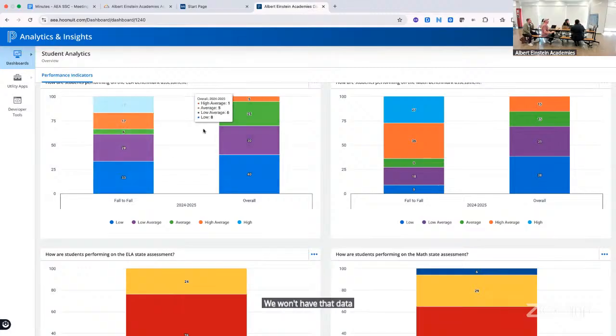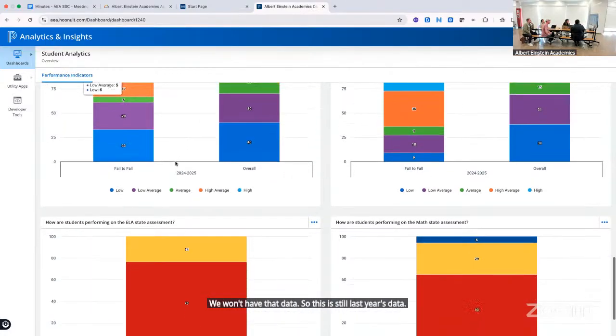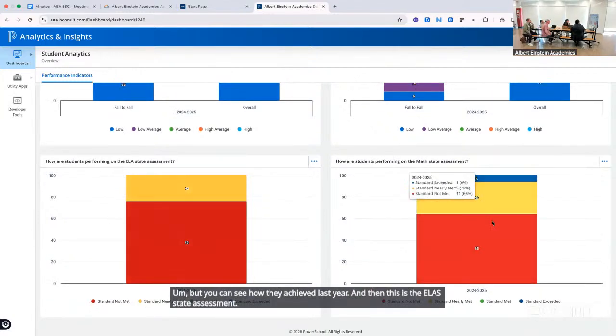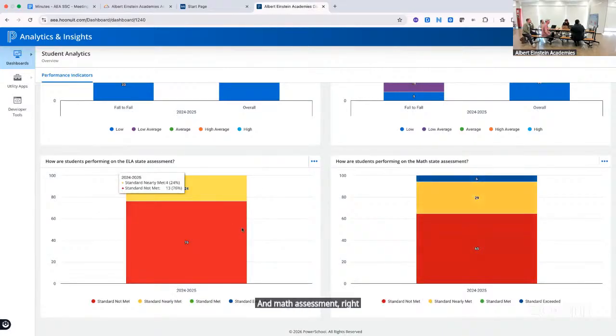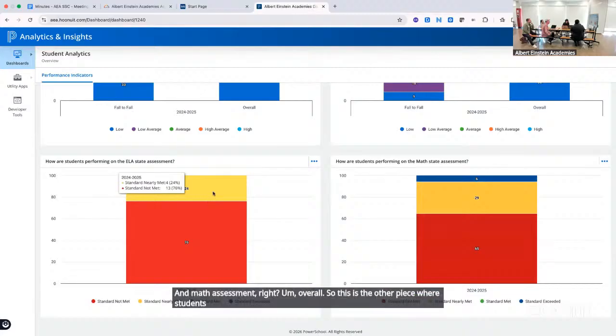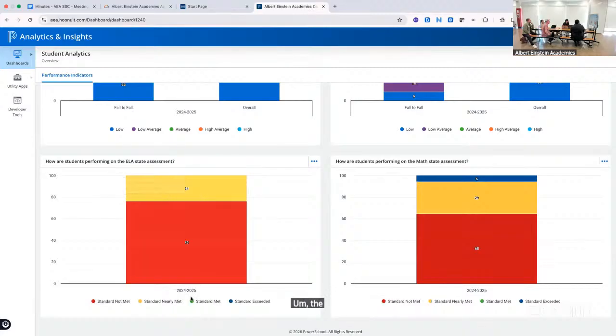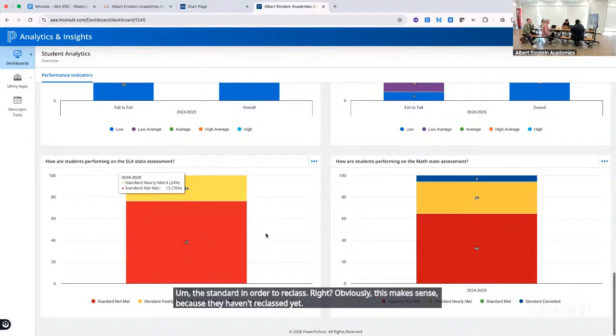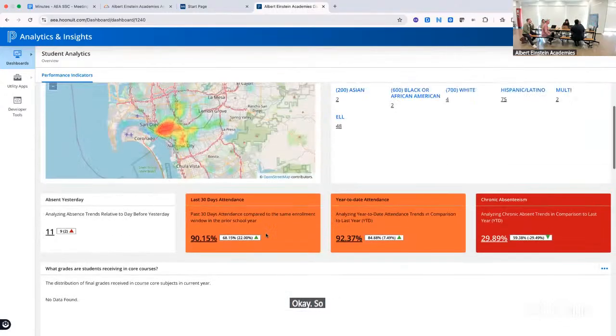So this is still last year's data, but you can see how they achieved last year. And then this is the ELA state assessment and math assessment, right? Overall. So this is the other piece where students must meet the standard in order to reclass, right? Obviously, this makes sense because they haven't reclassed yet. Okay. So this is just some of the data.